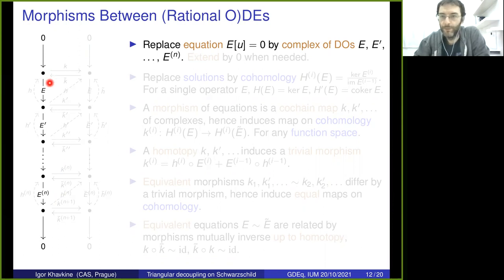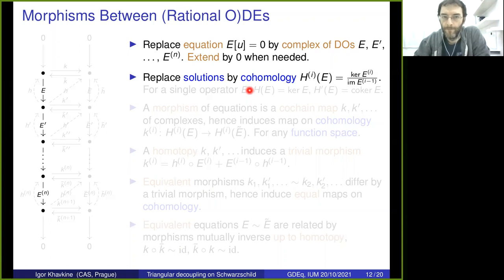Because the complexes that we're dealing with are typically of finite length, you can, if you wish, extend them to infinite length by appending zero maps at the beginning and at the end. But this is just notation, so we don't always need to explicitly write it. And once you interpret an equation as a complex, if you have an equation that is determined, doesn't have any Noether identities, it will just correspond to one single operator.